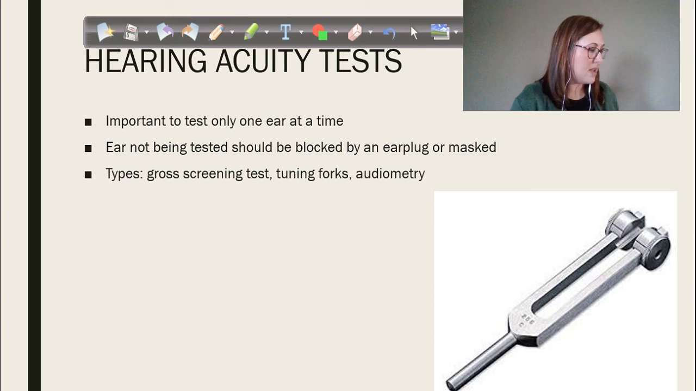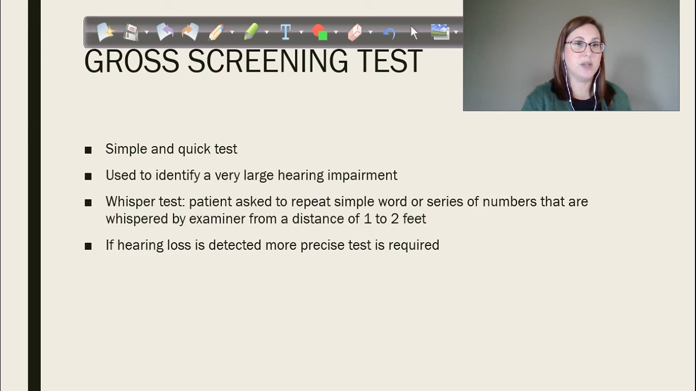So for hearing tests, this is a tuning fork that you see here on the screen. It's important that you use that tuning fork. You test one ear at a time, and the ear not being tested should be blocked by an earplug or a mask. So the different types are a gross screening test, tuning fork test, and then audiometry.